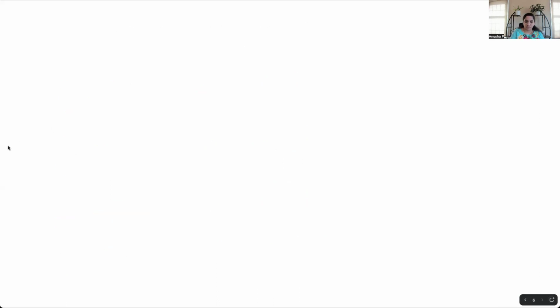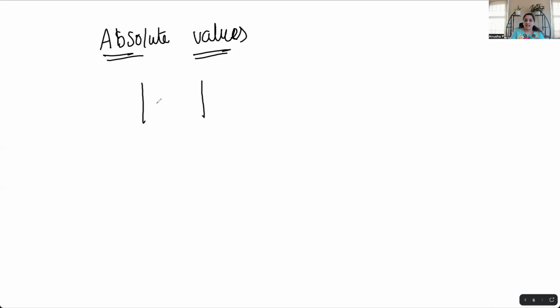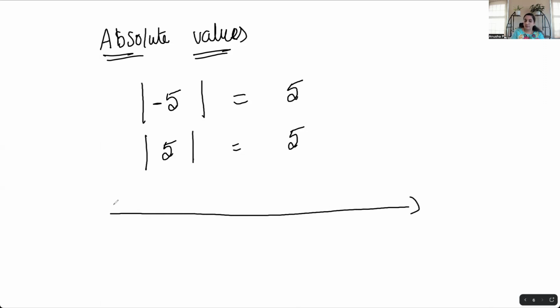Then what is absolute value? Absolute values are represented by two lines like this, and inside that we will represent the number. So what is the absolute value of minus 5, which is 5? And what is the absolute value of 5? That is also 5. Okay, so absolute values are nothing but the distance from 0.